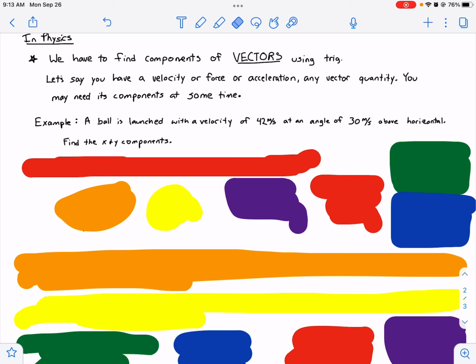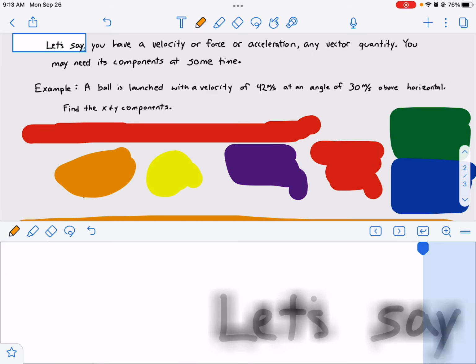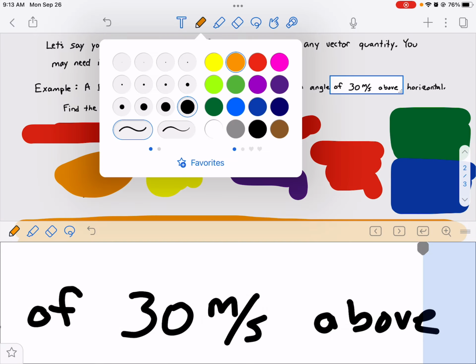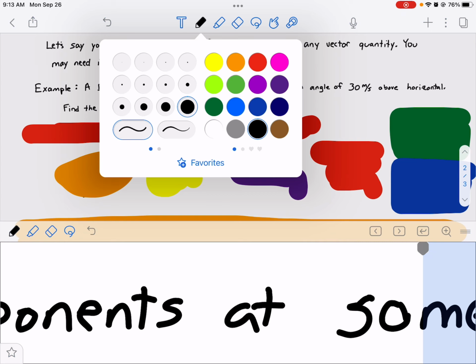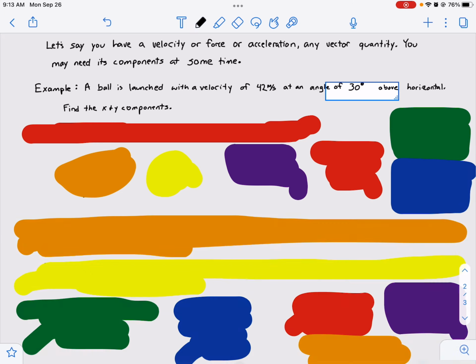So here's an example. A ball is launched with a velocity of 42 meters per second at an angle of 30. That should say 30 degrees. Let me fix that for you really fast. Okay, this should say degrees. There we go. Above the horizontal. Find the x and y components.